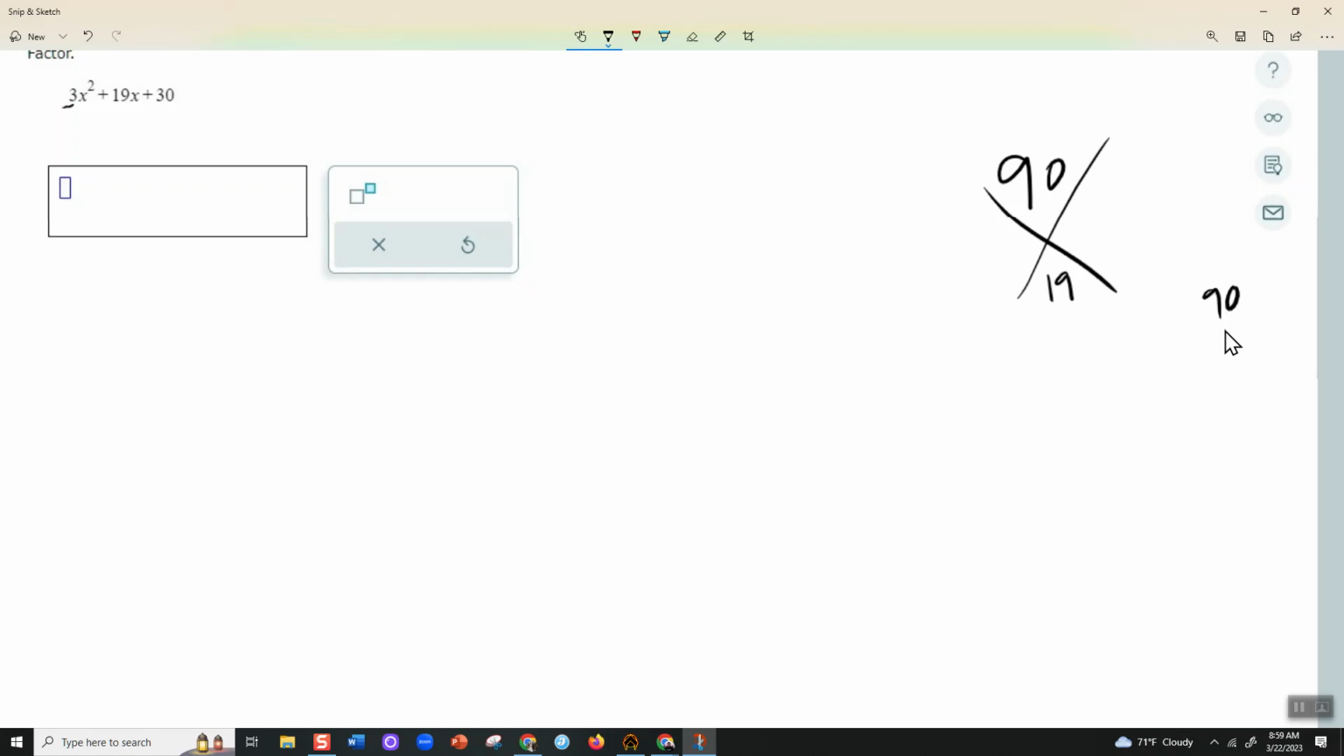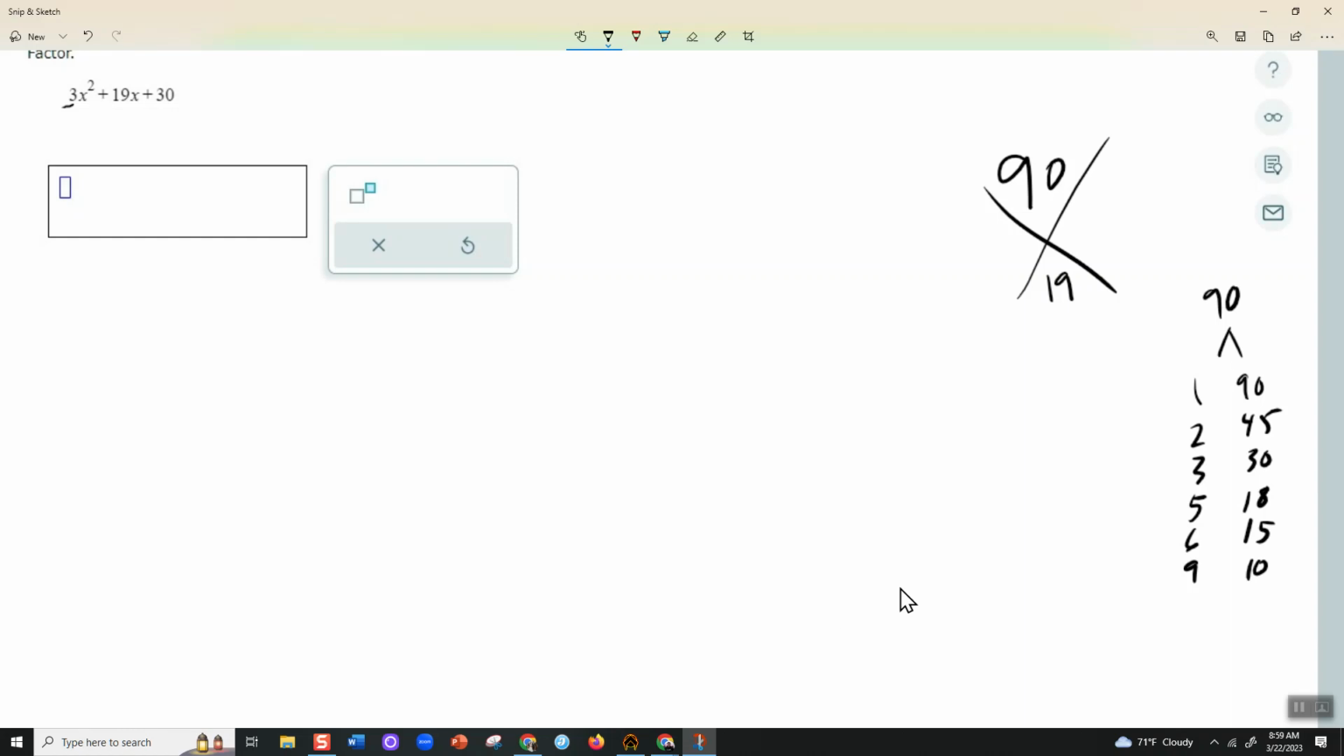So what are the factors of 90? There are quite a few of them. 1 and 90, 2 and 45, 3 and 30, 5 and 18, 6 and 15, 7 no, 8 no, 9 yes, 9 and 10, and from there we just go back down.